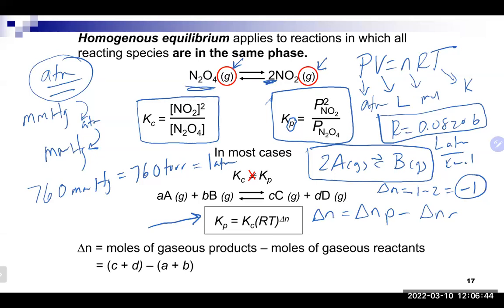Yeah, so in order to have a Kp value or write a Kp value, you've got to have gases involved. So either they're all gases, or maybe you have a combination of some solid or liquid with some gas. But if there are no gases anywhere, you can't have a Kp value, because technically there would be no gases producing any pressure. Other questions?